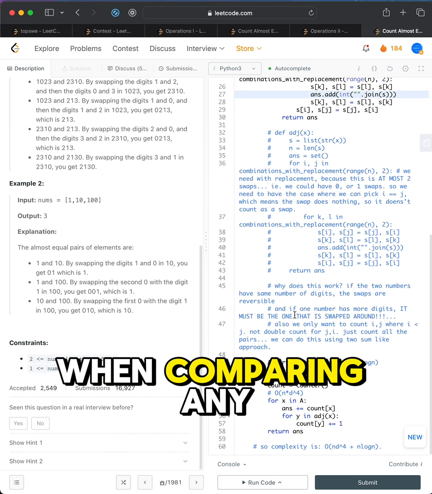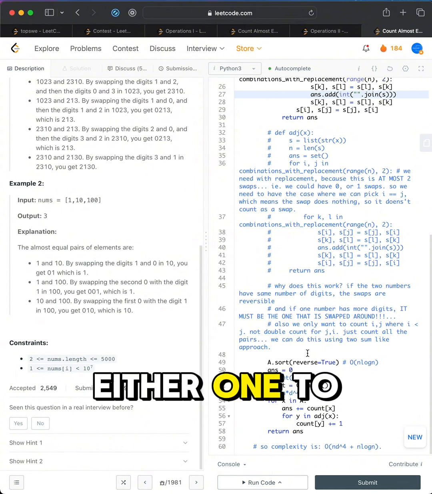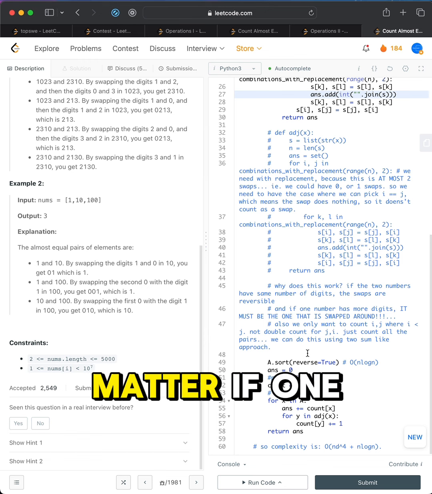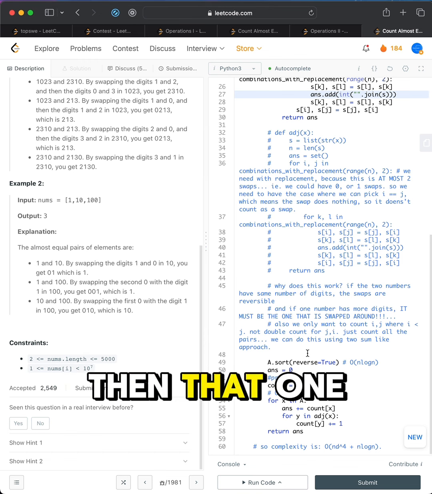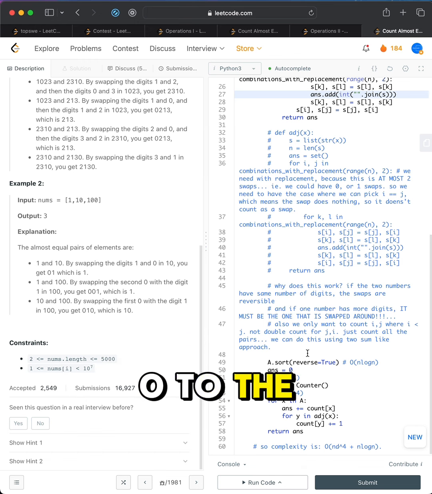We realize that when comparing any two almost equal numbers, if they have the same number of digits, we can swap either one to the other. The order doesn't matter. If one has more digits, then that one must be the one that's swapped to have less digits by swapping a 0 to the front.